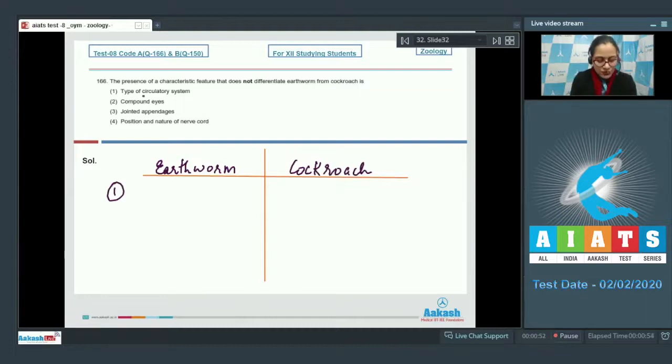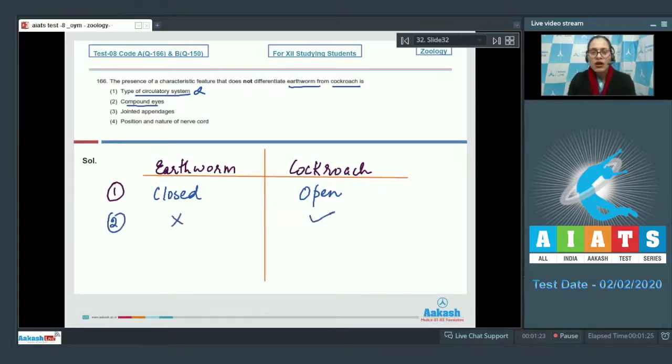the very first option, type of circulatory system, as earthworm exhibits closed type of circulatory system while cockroach has open type of circulatory system. So on the basis of this, we can differentiate between earthworm and cockroach. So this is an incorrect option. The next option is compound eyes, which are absent in earthworm, but cockroach possesses compound eyes. So this cannot be a correct answer to our question.